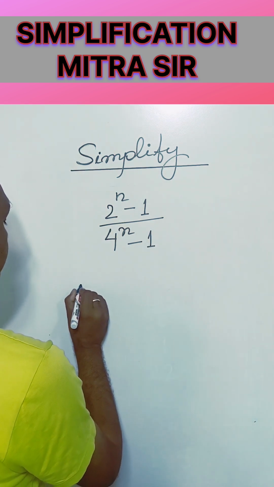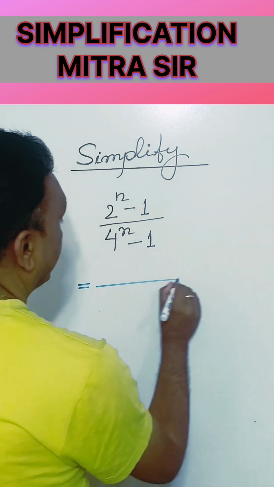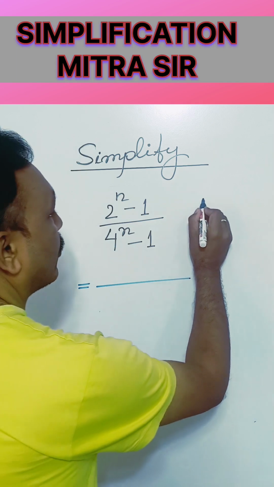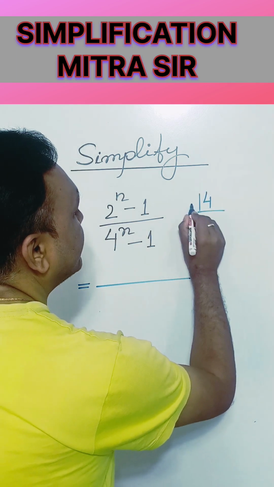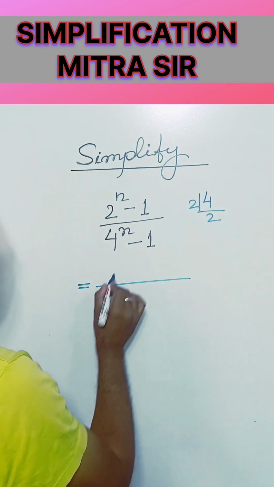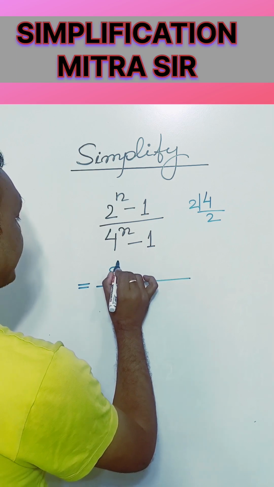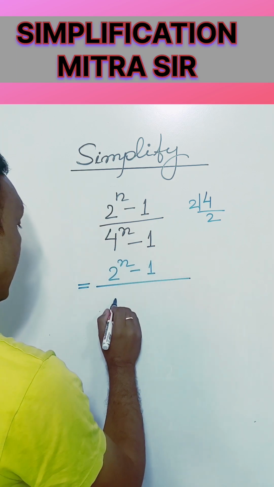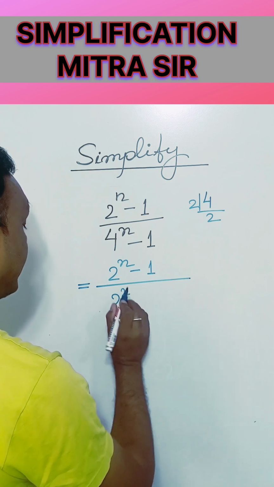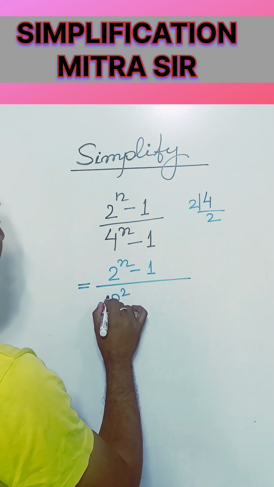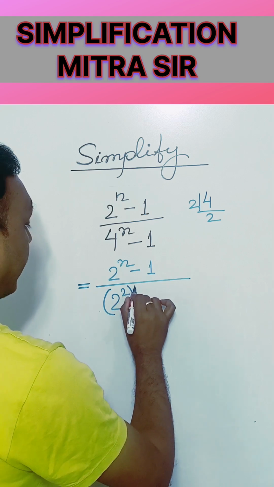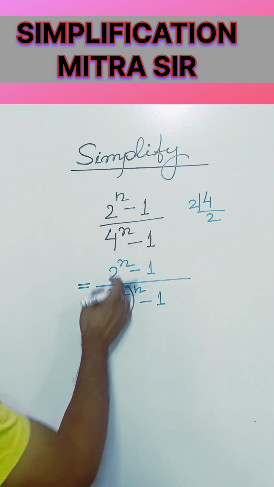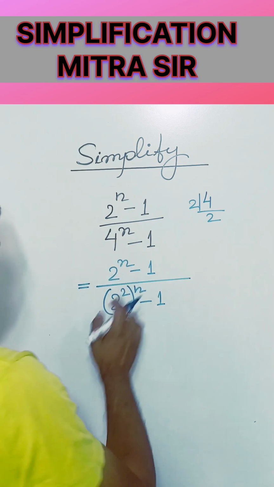So here, what we are going to do: 4 means we can write 2 square, right? 2 twos are 4. So in the numerator, we write the same thing. I'll repeat it in the denominator. Instead of 4, I'll write 2 square. Can you write? Yes, because 2 square means 4. And I'll write the same thing. So 2 square, 4. Instead of 4, I have written 2 square.